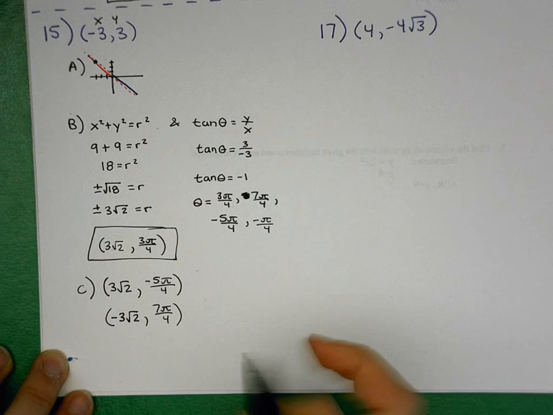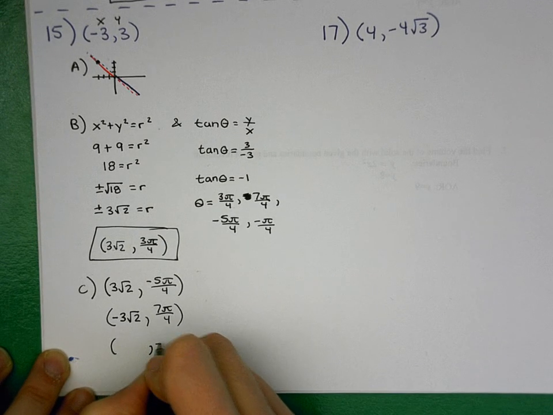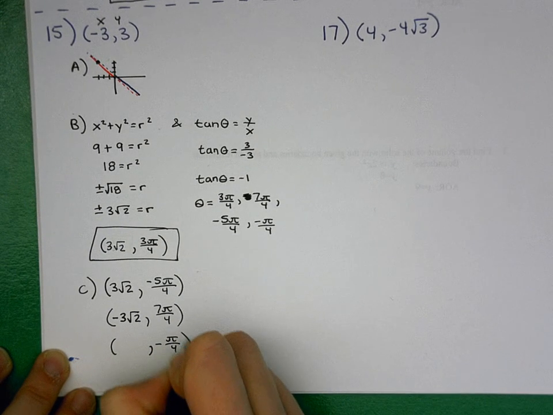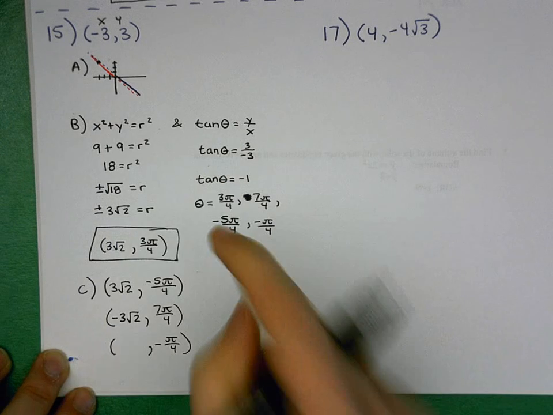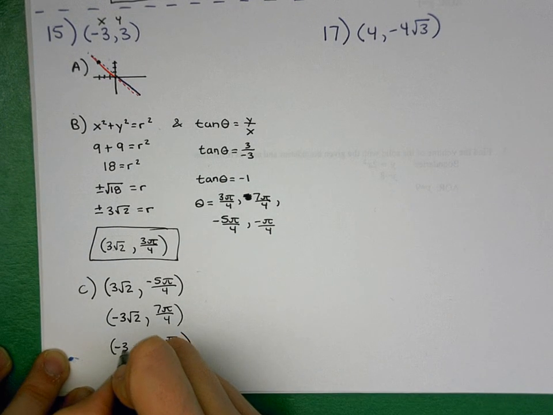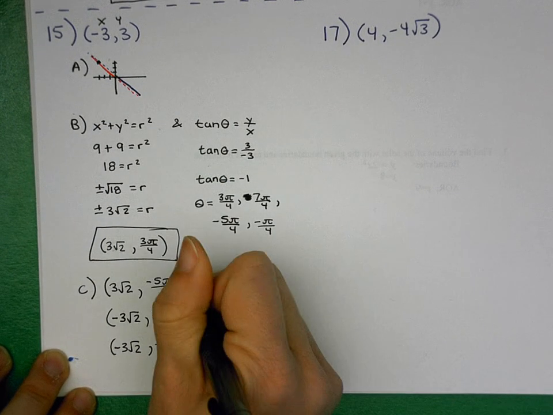And then last but not least, our negative pi over 4 has the same radial line as 7 pi over 4, and so we'll need the same radius as 7 pi over 4.